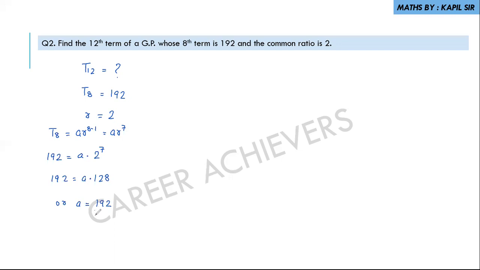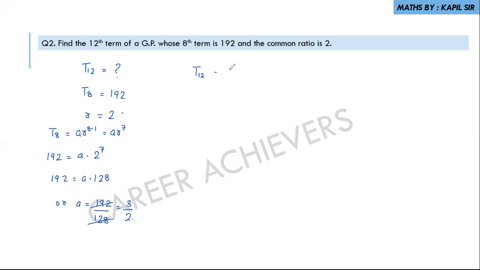or a equals 192 upon 128, which on simplification gives 3 by 2. 64 3s are 192 and 64 2s are 128. So a equals 3 by 2. अब a मिल गया, r मिल गया, 12th टर्म निकालना था, आसान काम हो गया.